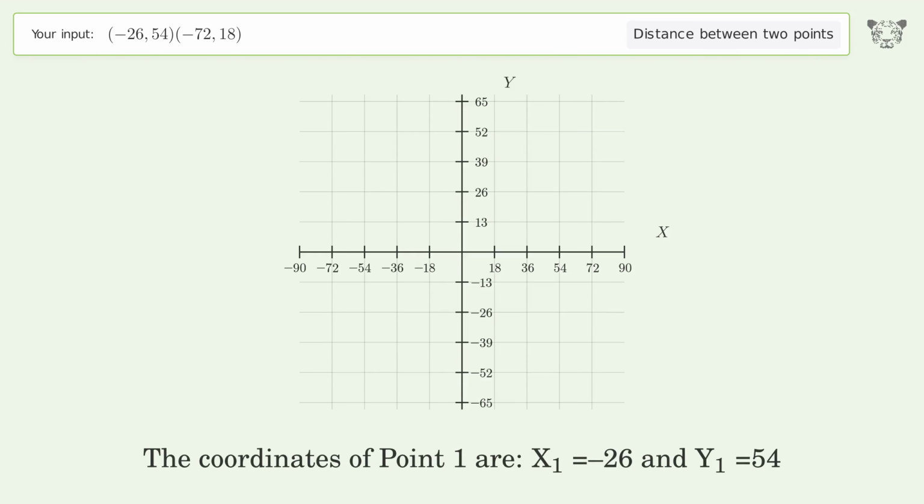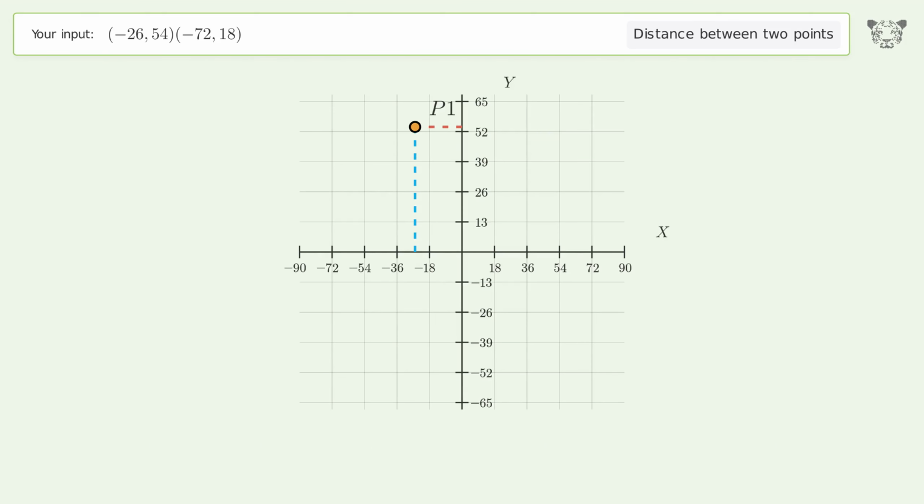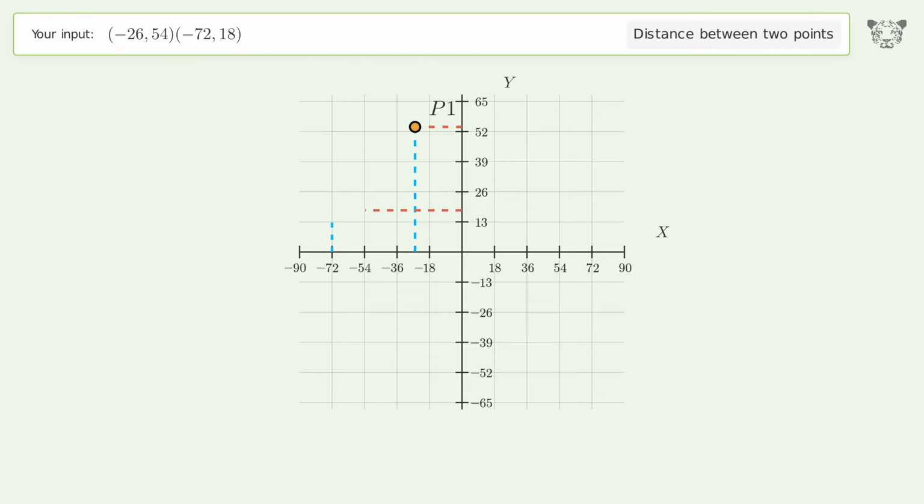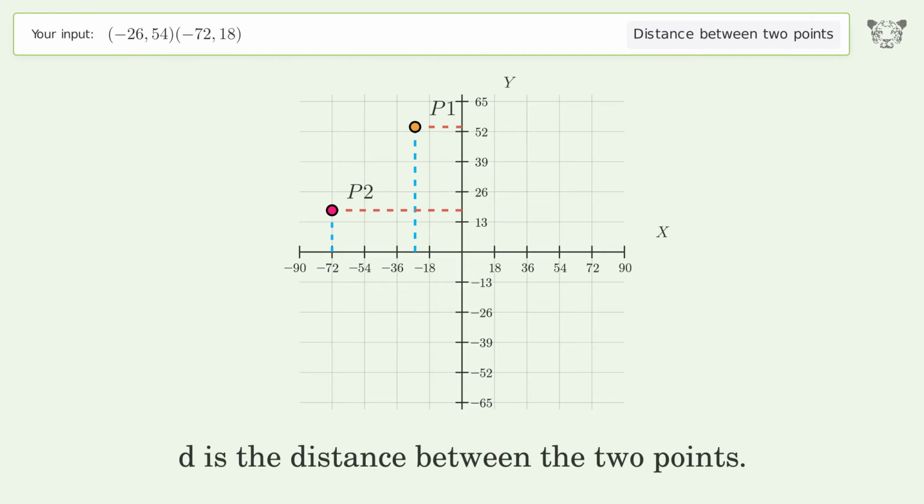The coordinates of point 1 are x1 equals -26 and y1 equals 54. The coordinates of point 2 are x2 equals -72 and y2 equals 18. D is the distance between the 2 points.